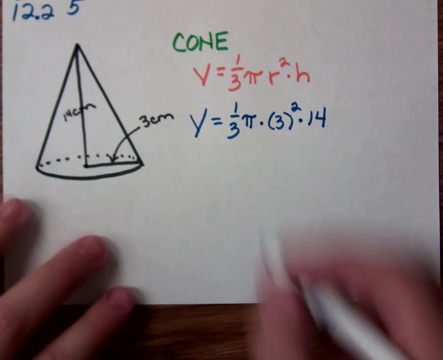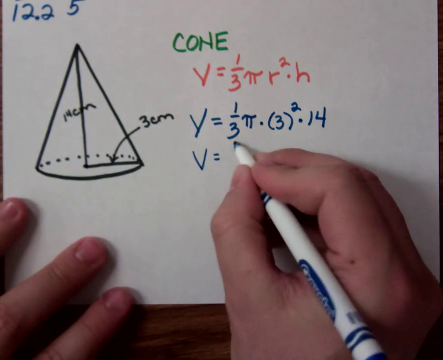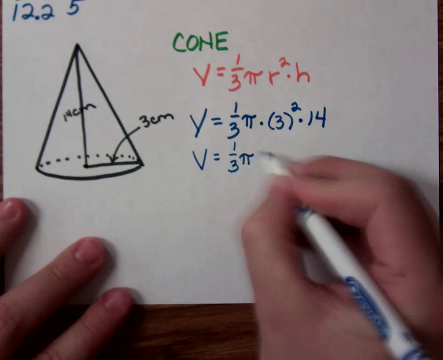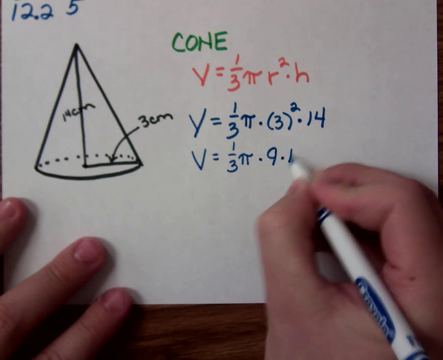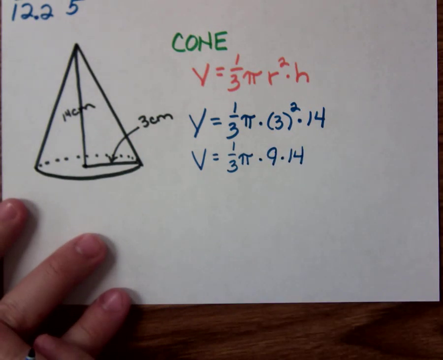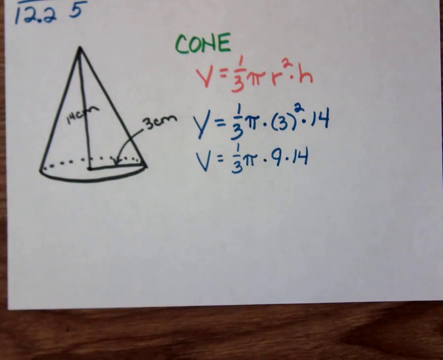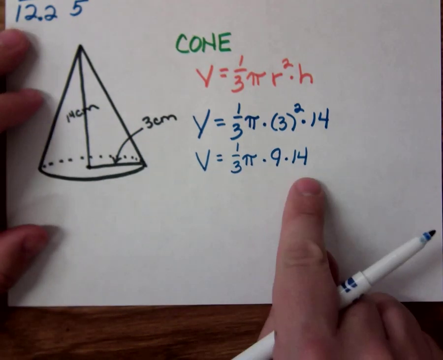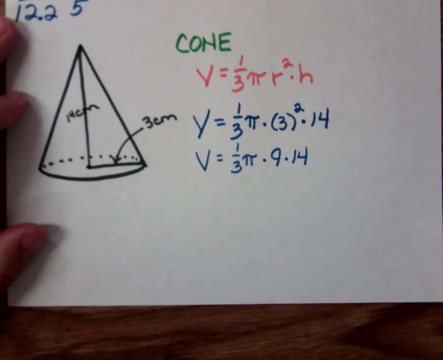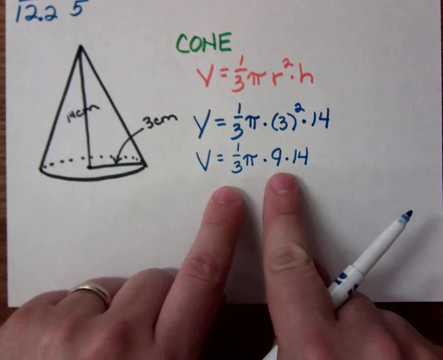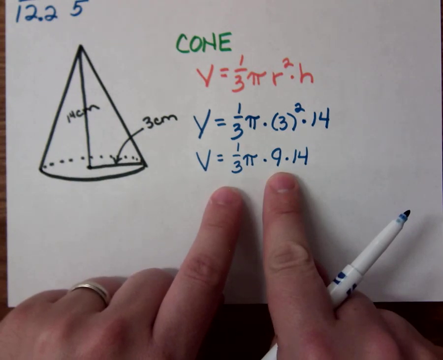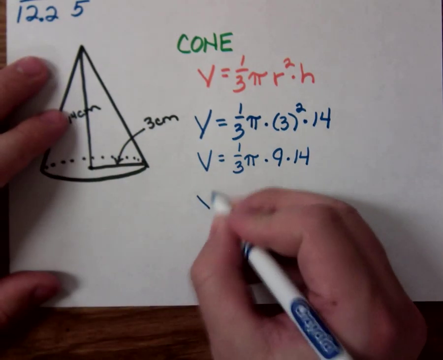Okay, 3 squared is not bad. 3 squared is 9. I have to do the squared first. Okay, now everything that's left is multiplication, and remember in multiplication the order doesn't matter. I can multiply these in any order. So while your temptation might be to do 9 times 14, there is an easier thing to do first. Do you see it? 1/3 times 9. What's 1/3 times 9? 3. 1/3 of 9 is 3.